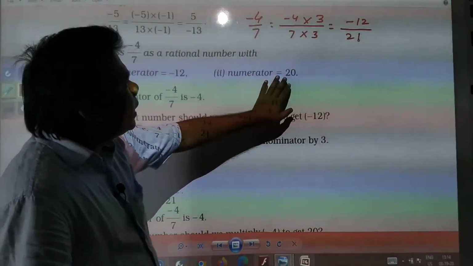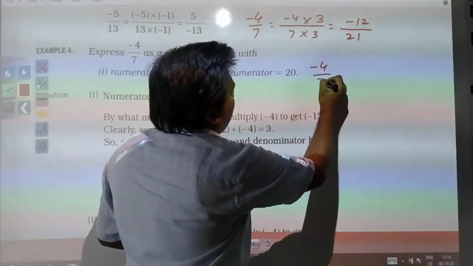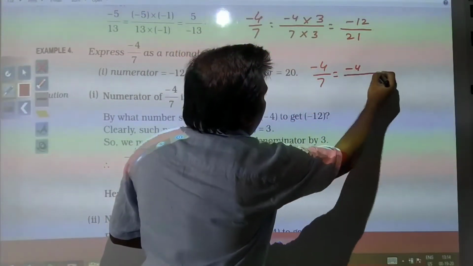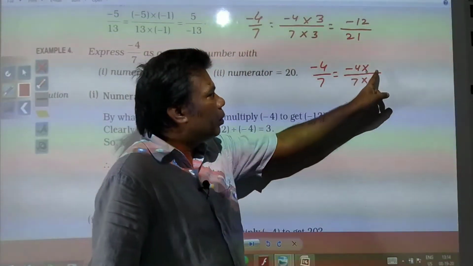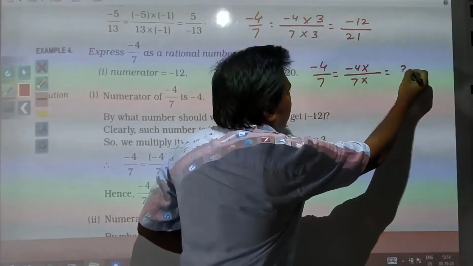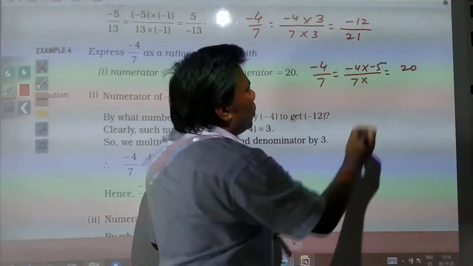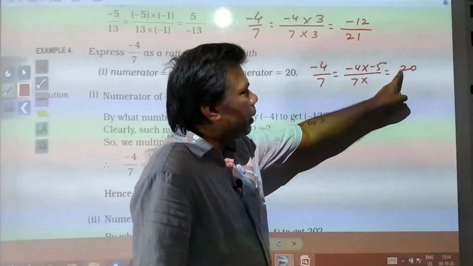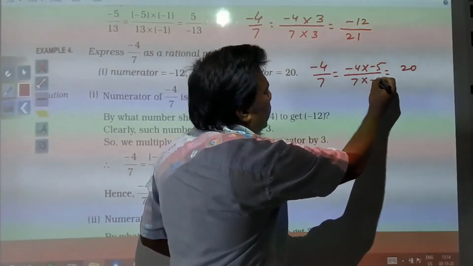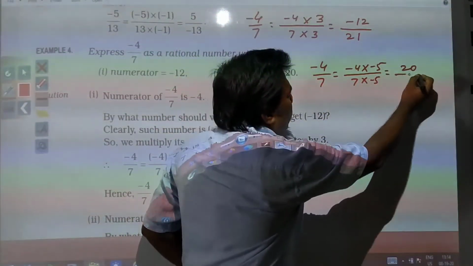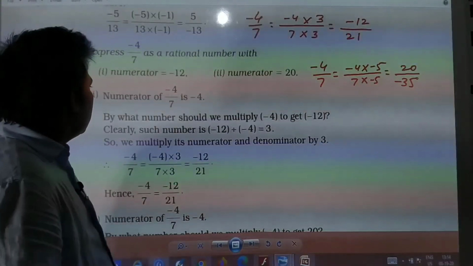And if the numerator is required to be made 20, then what is to be done? Here you need to think again what number is required to be multiplied by minus 4 so that you will get numerator 20. So you need to multiply by minus 5, so that minus into minus will be plus, 4 fives are 20. So in the denominator also you need to multiply by minus 5, so this will be minus 35, and this will be your answer.